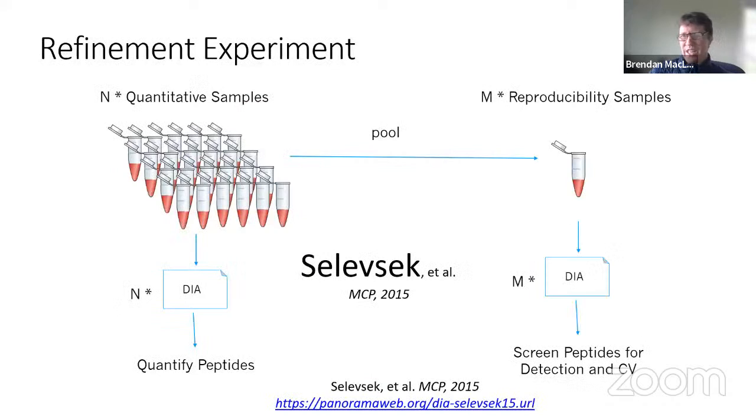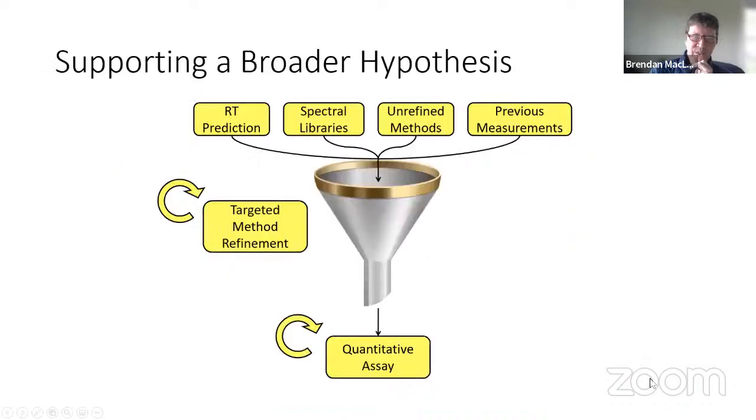We could just do, what was detectable? What was detectable at all? But we've chosen to do both detection and CV. So we do both. Is it detectable? And do we think it's got stable quantification? And those are the things.